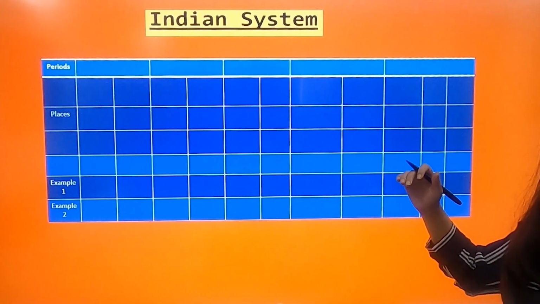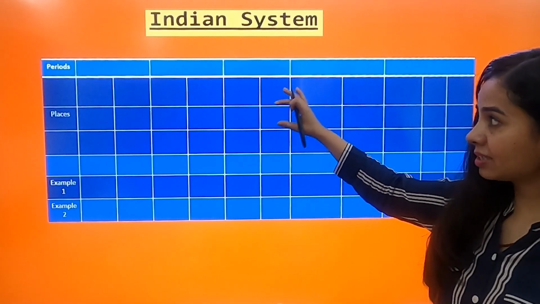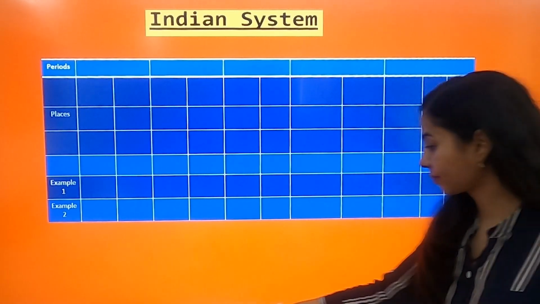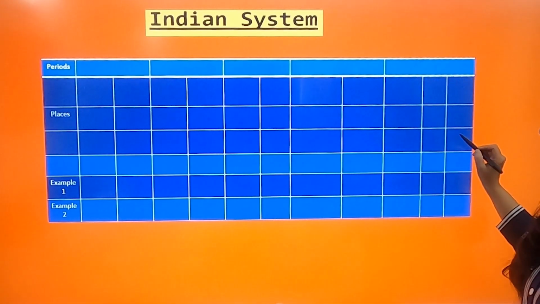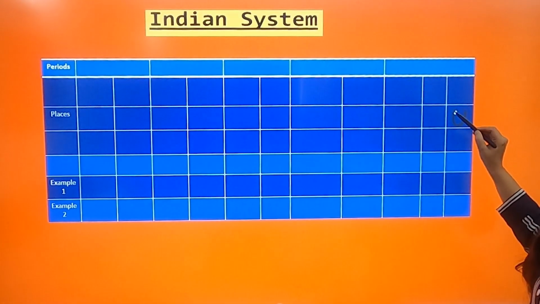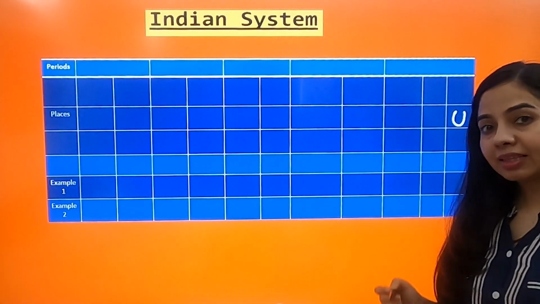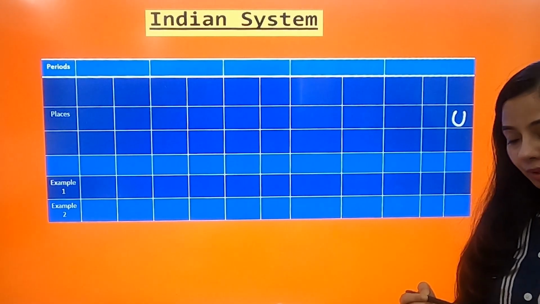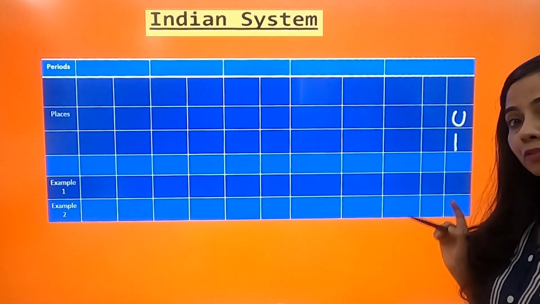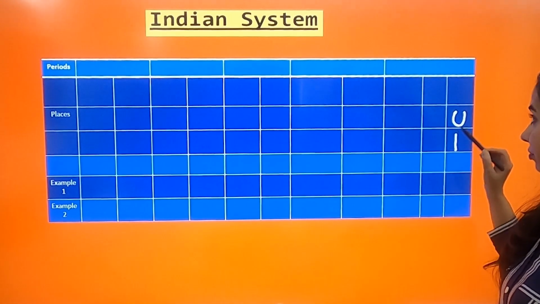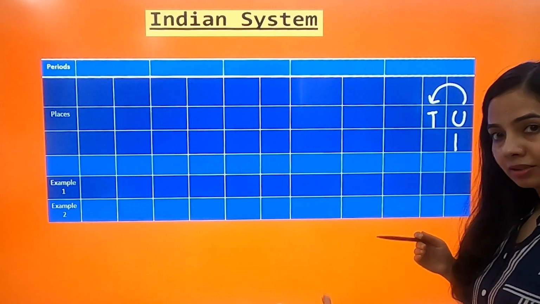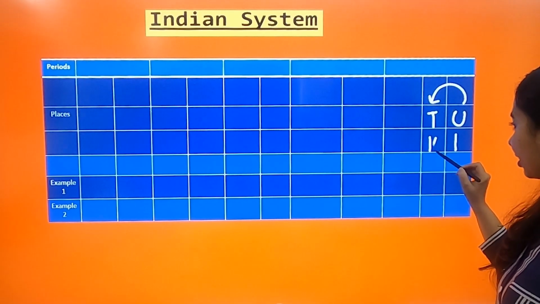There are two things which we should know: places and periods. First we'll talk about places. The first is the units place. The digit at the units place will get multiplied by 1. That's why the name units. When we move from units to tens, that is towards the left, it will get multiplied by 10.